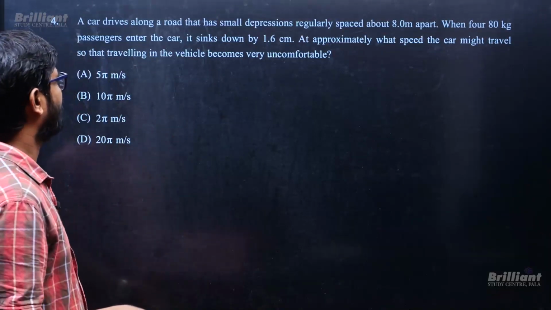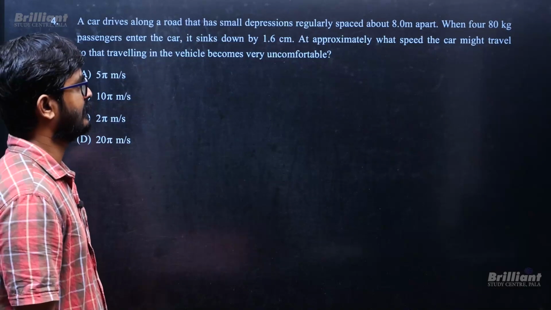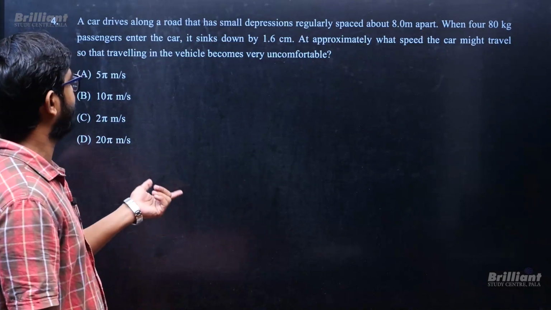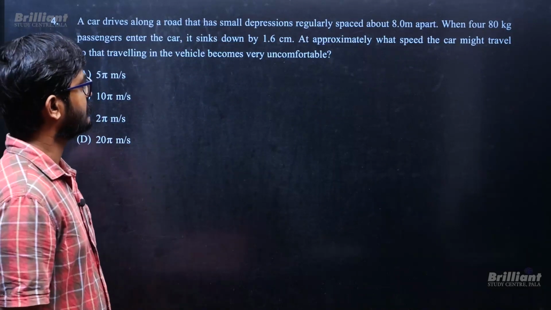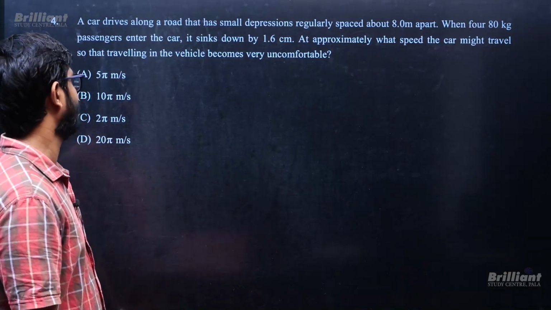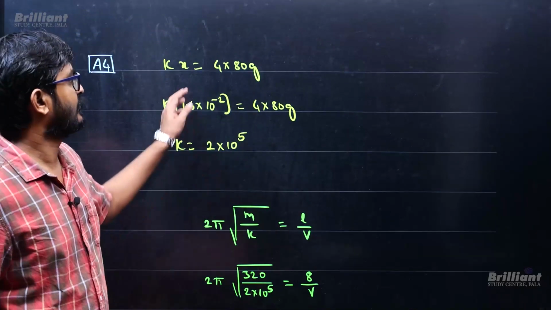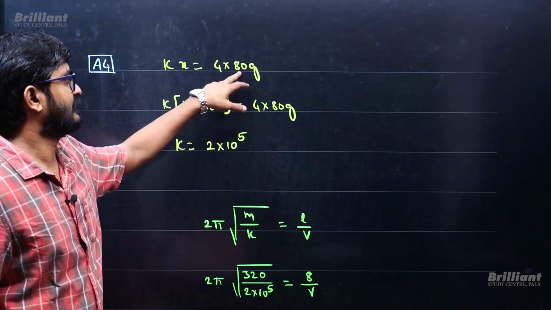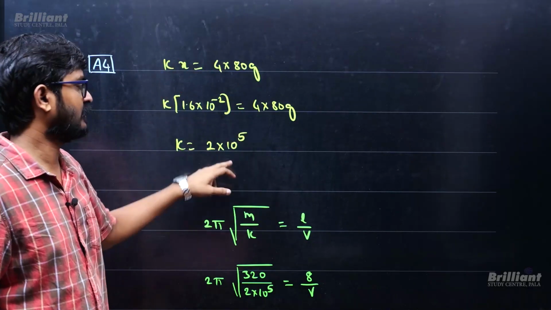A car drives along a road that has small depressions regularly spaced about 8 meters apart. When 4 passengers enter the car, it sinks down by 1.6 centimeter. At approximately what speed might the car travel so that traveling in the vehicle becomes very uncomfortable? See, they said 4 people are sitting inside, so the weight is this much, which is balanced by the spring force. So you will get the spring constant.